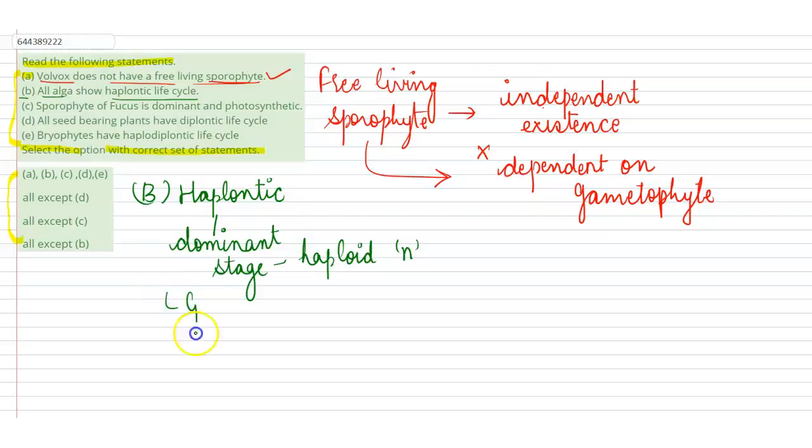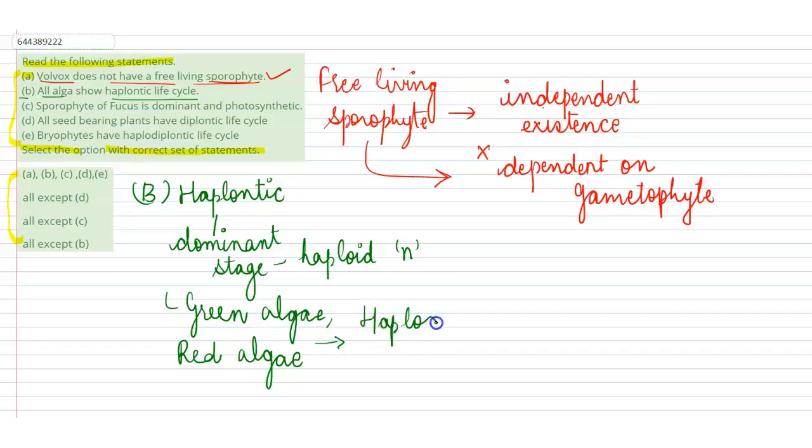In most of the algae, they are haplontic in nature, but in some algae, such as some green algae and some red algae, the life cycle is haplodiplontic, that is, it has both haploid as well as diploid phases. So it is not true that all algae have only a haploid life cycle, whereas some green algae and red algae have a haplodiplontic life cycle. So this statement is an incorrect statement.